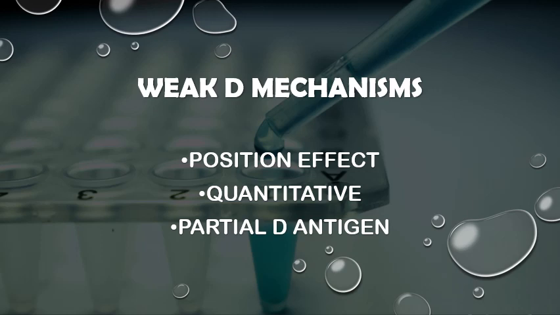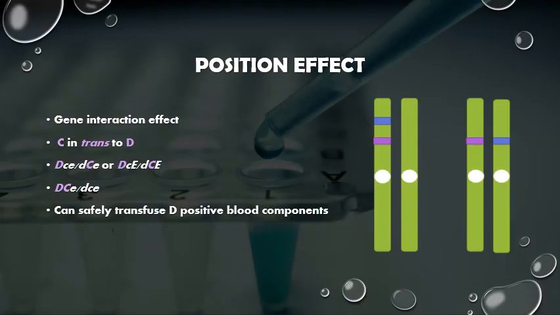Another question. Bakit may mga individuals na weak ang expression ng D antigens nila? Answer. Weak D arises from three mechanisms: the position effect, quantitative, and a partial D antigen. Position effect or gene interaction effect happens when C is in trans to D.